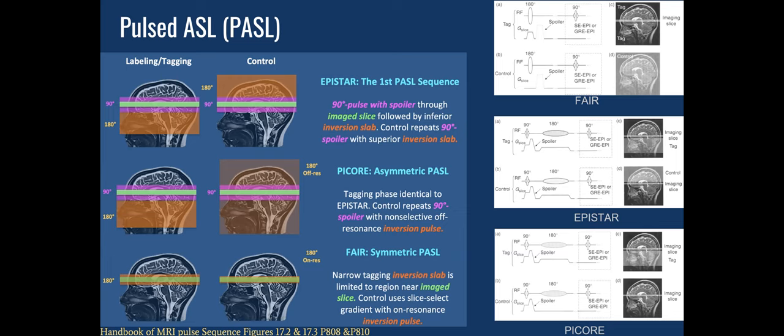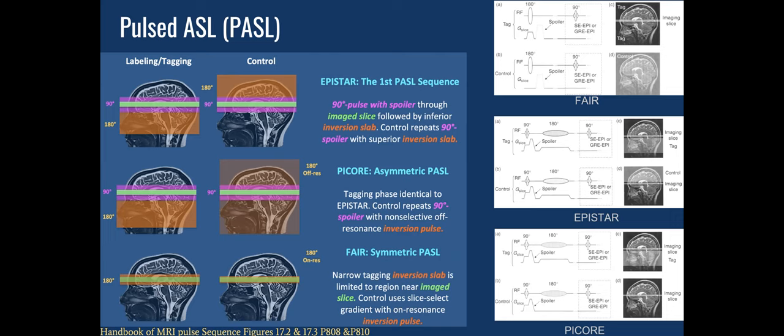Echo-planar imaging and signal targeting with alternating radio frequency, or EPISTAR, alternates between acquiring a tagged image and a control image. The tagging pulse sequence starts with a 90 degree slice-selective saturation pulse applied at the location where the perfusion measurement is needed. This pulse saturates the spins in the slice location of interest, providing some immunity to any perturbation that can be caused by the subsequent tagging pulse.